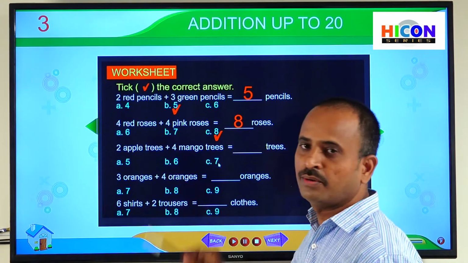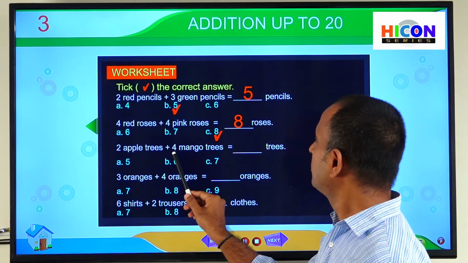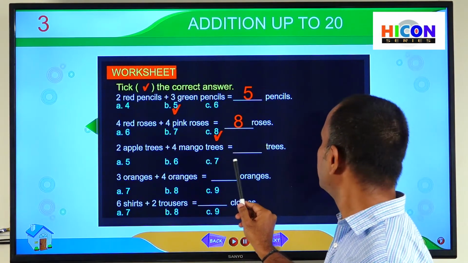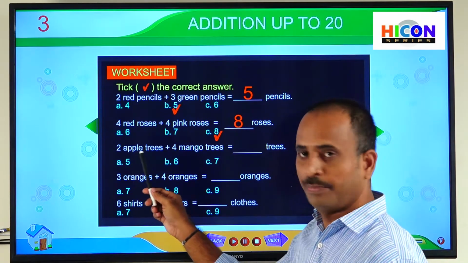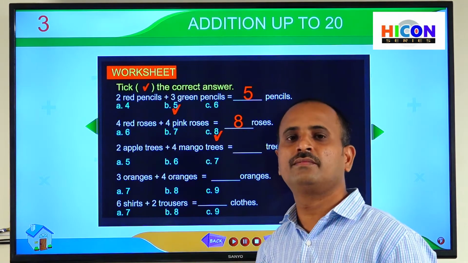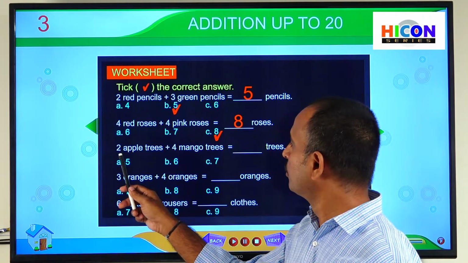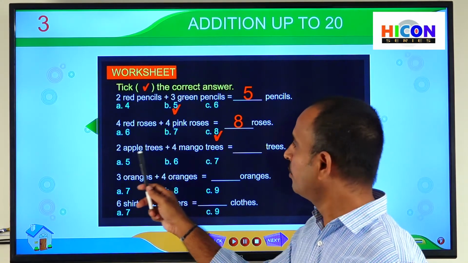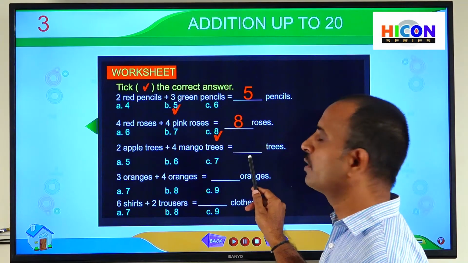Let's see the third problem. 2 apple trees plus 4 mango trees is equal to how many number of trees? So children, there are 2 apple trees and there are 4 mango trees. Total how many trees are there? So how many total means we have to do addition. That is 2 plus 4. We have to add these 2 numbers 2 and 4. Then we will get the total number of trees.